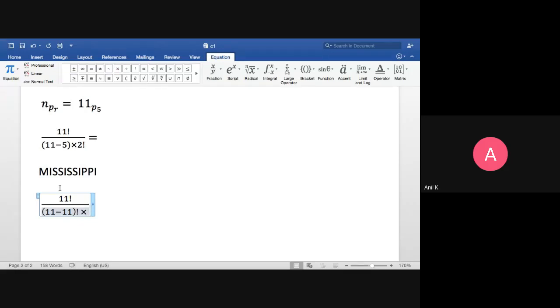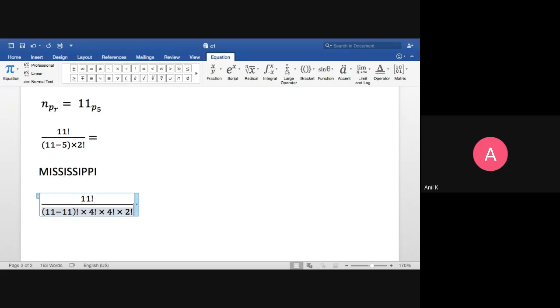For example, S is repeating 4 times, so it is going to be 4 factorial multiplied by, because not only S, some more letters are repeating. I is repeating 4 times, so 4 factorial into, what else is repeating? One more letter is repeating. S is repeating 4 times, so first I kept 4 factorial. I is repeating 4 times, I kept 4 factorial. Then P is repeating twice, so it will be 2 factorial. Is there any other letter repeating? No. Only S, I and P are repeating.